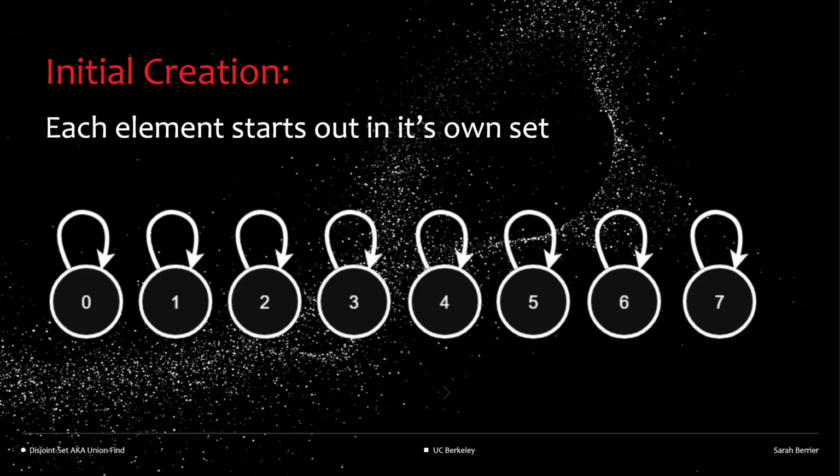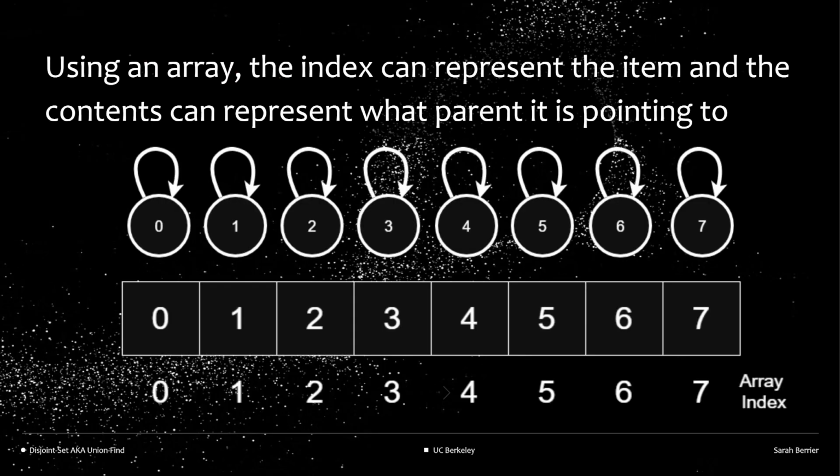So when you initially create it, every element will start out in their own set. And you can see here, each item is pointing to itself. They are all roots. An array is often used to implement this. And the index of the array can represent the item, and the contents at that index can represent what parent it's pointing to. So currently we have everything pointing to itself.